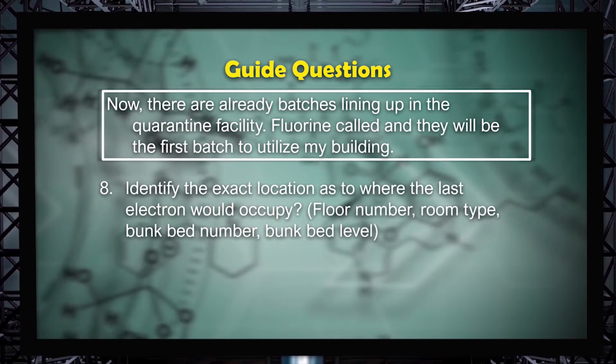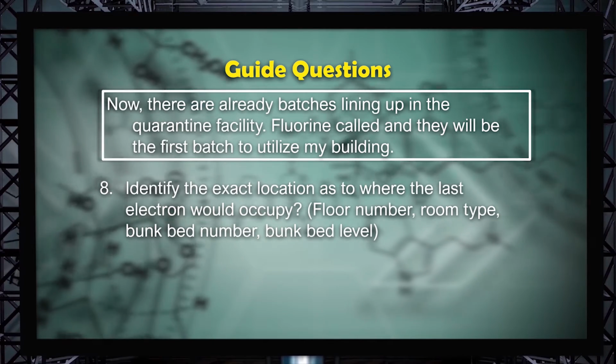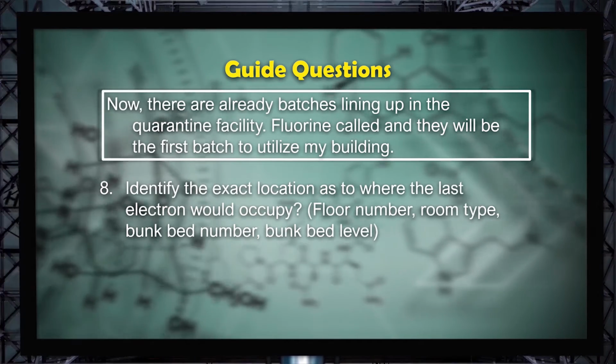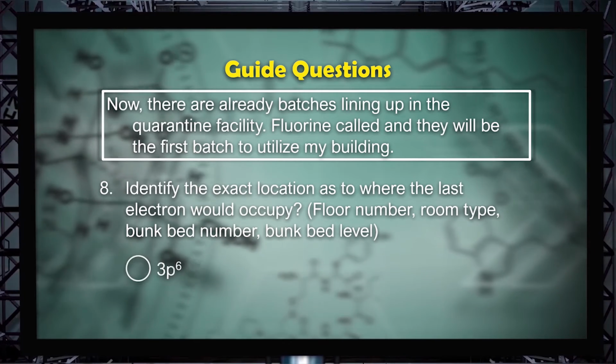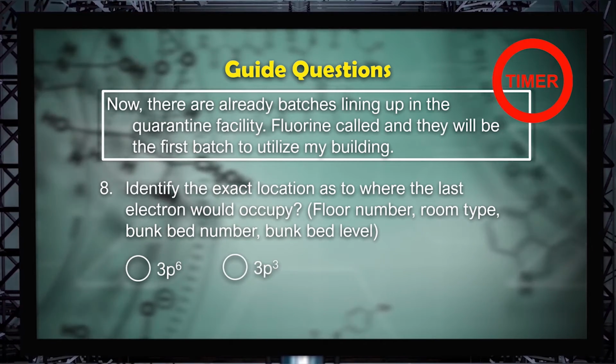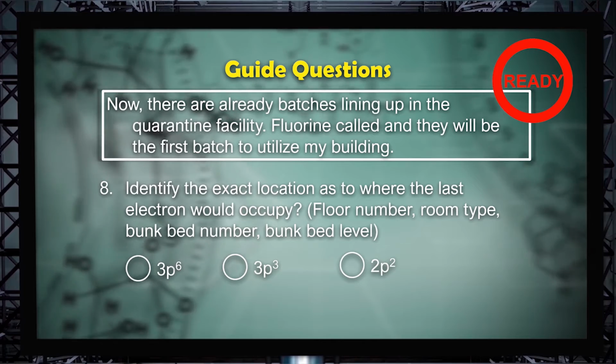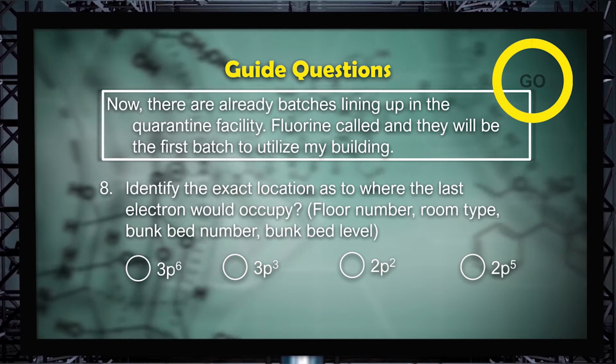Number 8. Identify the exact location as to where the last electron would occupy. 3p6, 3p3, 2p2, 2p5.